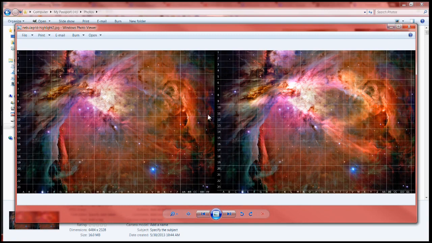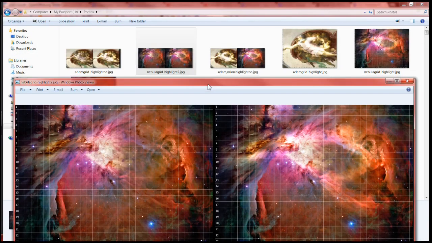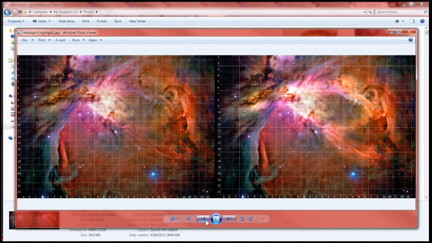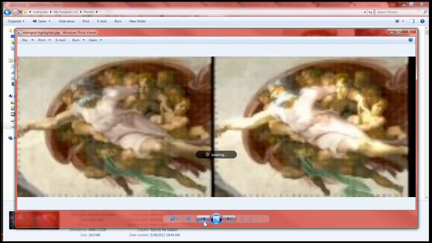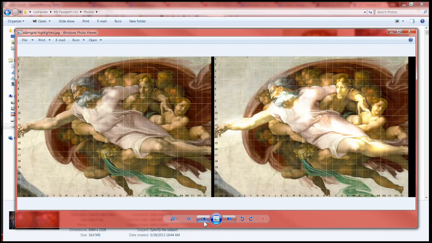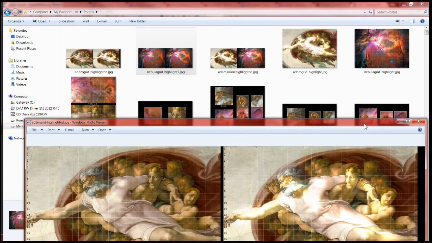And then I've also done that with the Creation of Adam, and I have highlighted these areas as well. If you notice, I'm putting focus on the Vesica Pisces, his arm, her face. You can see that these are the images where it's actually been highlighted.